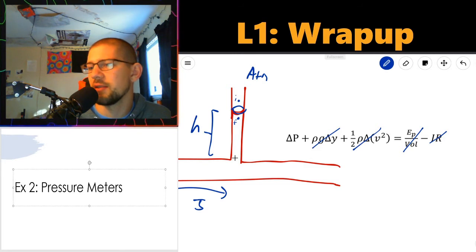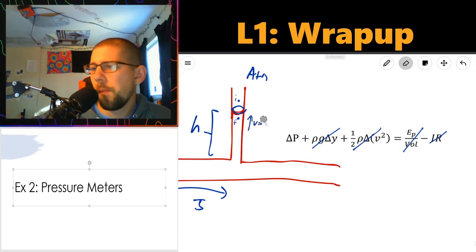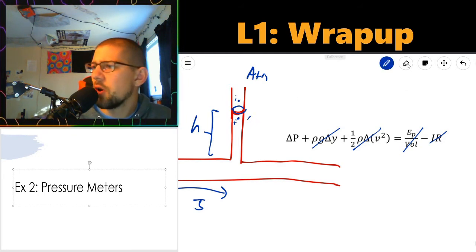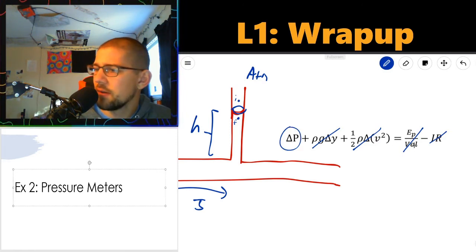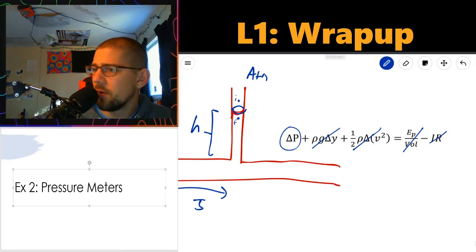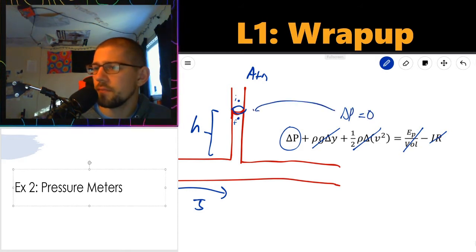It's not spurting up, it's not spurting down. Similarly, the air isn't spurting in toward the pipe, it's not spurting up. So there is no velocity in this direction. V is 0. Okay, so what does that show us? It shows us that the difference in pressure between these initial and final points is also 0. Delta P at the top interface is also 0.